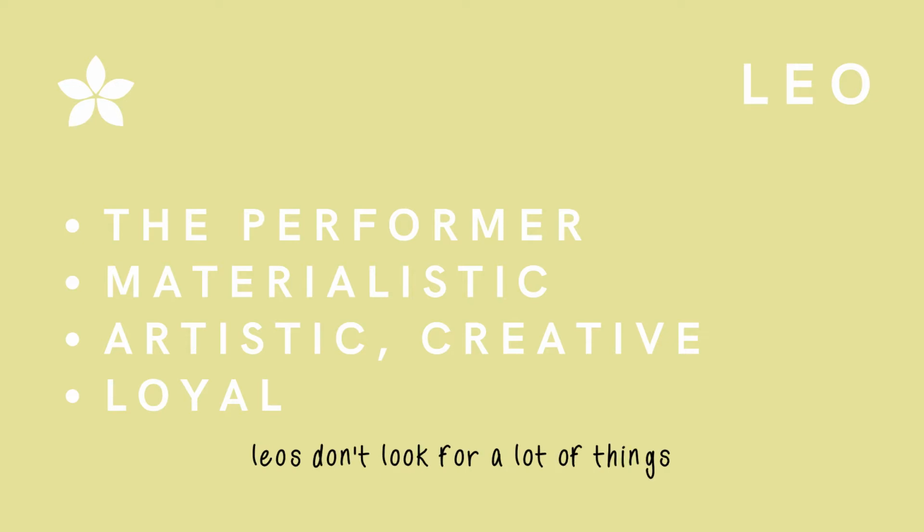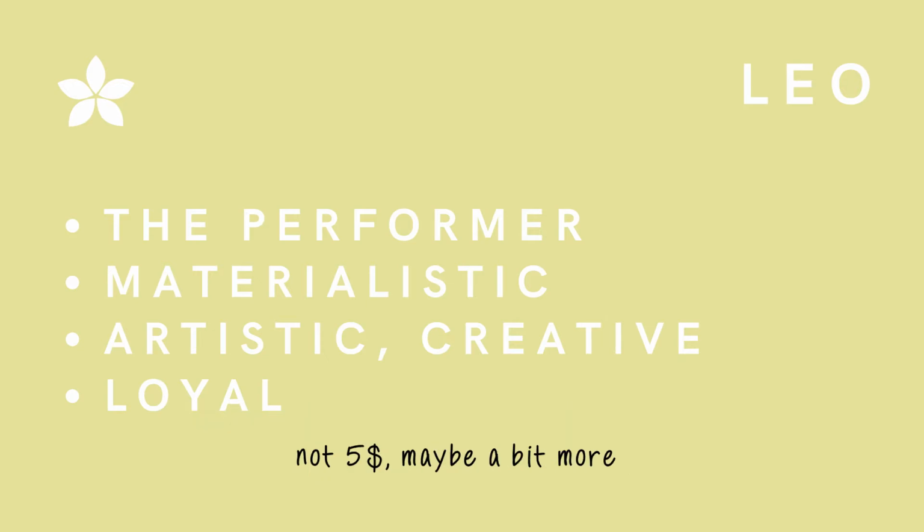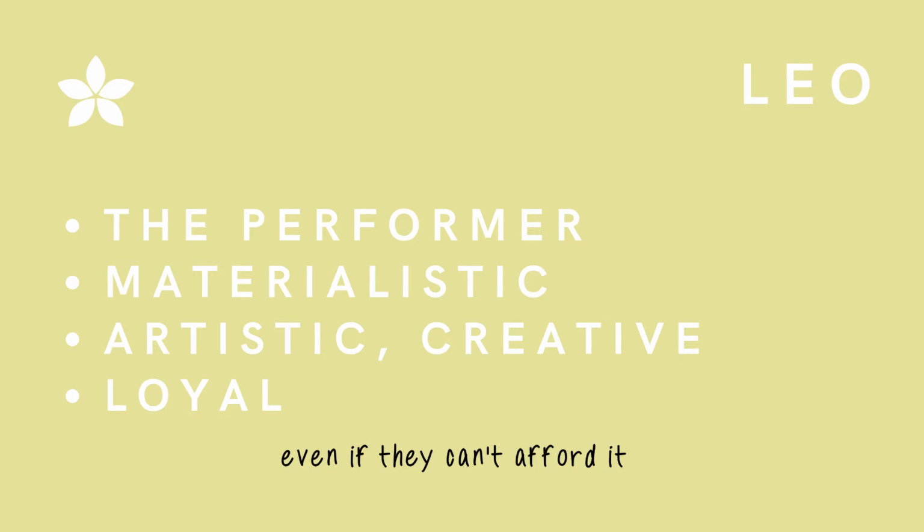They're not about having a lot of things. Leo doesn't look for a lot of things, but they like the expensive stuff. You'll ask them, why do you want to get this bag? You can get the same thing for like $5. Well, not $5, maybe a bit more. But you know, they'll go there. They'll buy something for like $1,000, even if they can't afford it, just because they like having it.